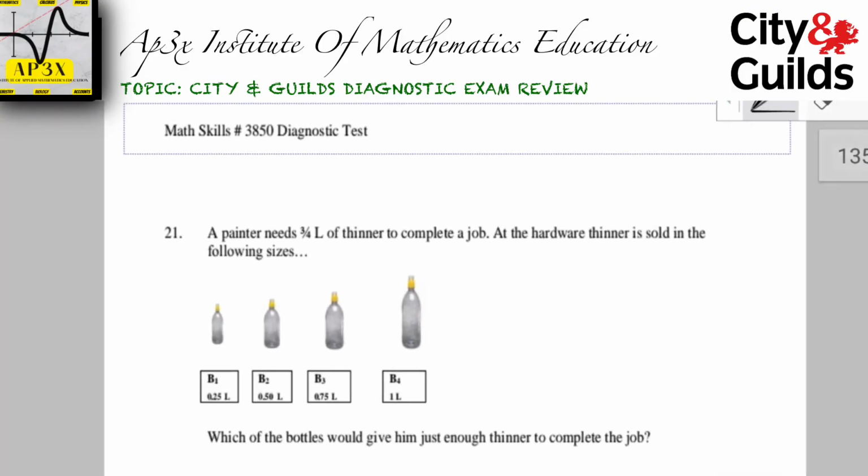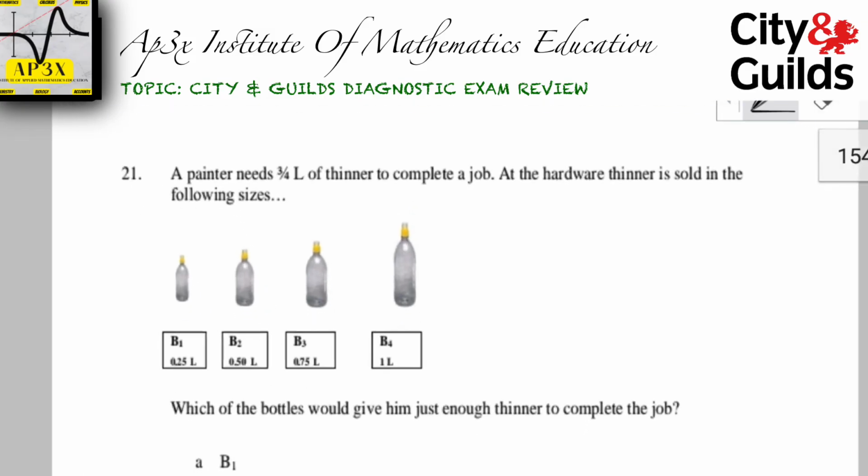All right, so a painter needs 3/4 liters of thinner to complete a job. At the hardware, thinner is sold in the following size. Bottle 1 is 25 cents a liter. Bottle 2 is 50 cents a liter. Bottle 3 is 75 cents a liter. And bottle 4 is $1 per liter. Which of the bottles would give him just enough thinner to complete the job?